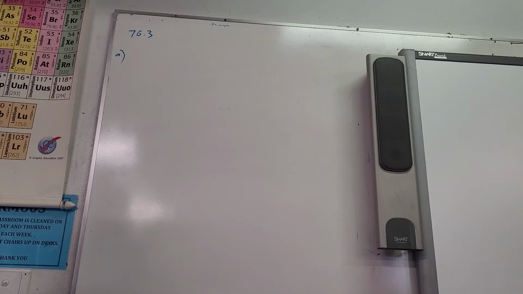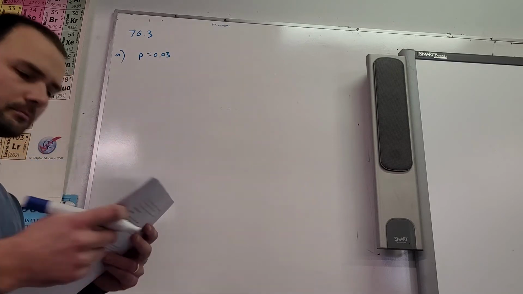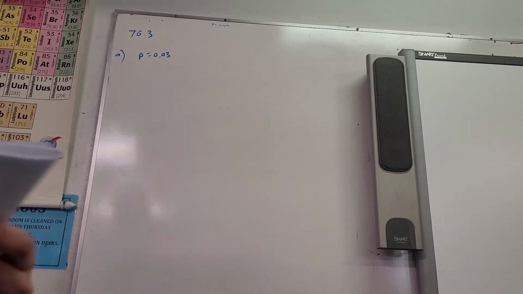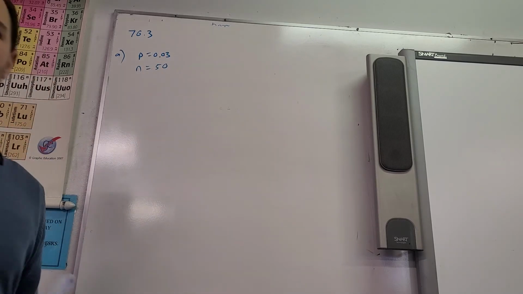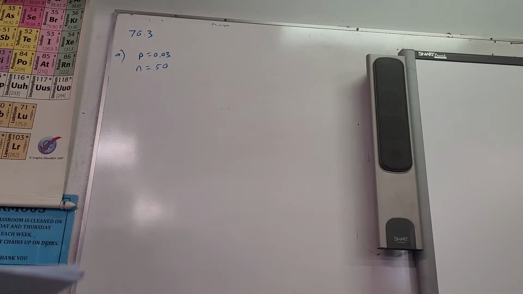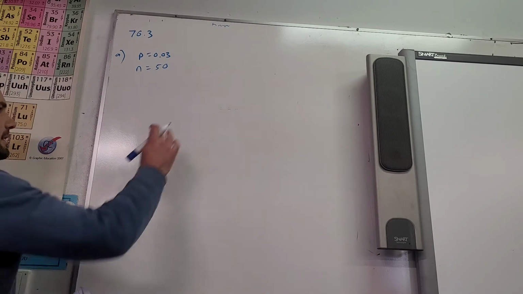Okay, the probability of a match being defective is 0.03. Given there are 50 matches in a box. Okay, find the mean, standard deviation, and variance of x. Okay, so x is our random variable. We're pulling a match out of the box, and we're saying how many do we expect to be defective.